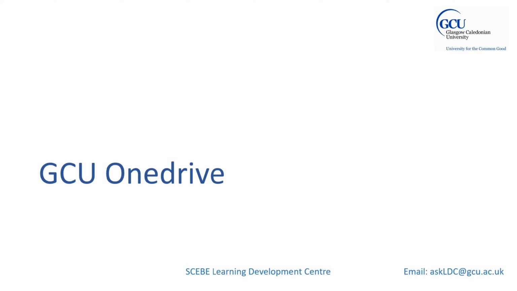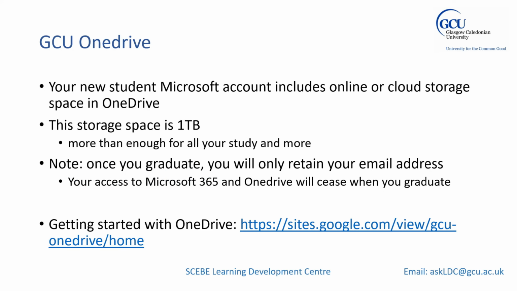GCU OneDrive. Your new student Microsoft account includes online or cloud storage space in OneDrive, and that is 1 terabyte of space, which is more than enough for all your study and much more. However, once you graduate, you only get to keep your email address, so anything you have on that 1 terabyte storage space will vanish unless you download it and put it in your own storage. So when you graduate, your access to Microsoft 365 and OneDrive will cease.